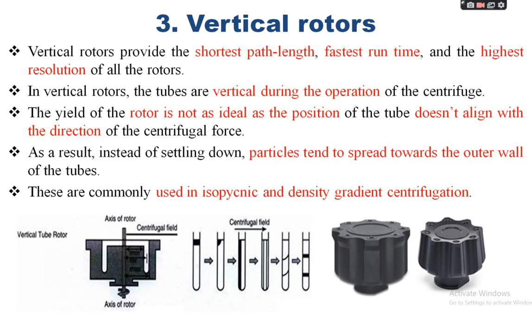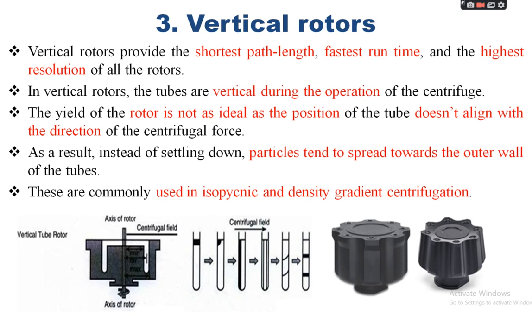In vertical rotors, the tubes are vertical during the operation. In fixed angle rotors, the tubes are at a 45-degree angle. In horizontal rotors, the tubes are at a 90-degree angle. But in vertical rotors, centrifugation tubes are present in the vertical direction.